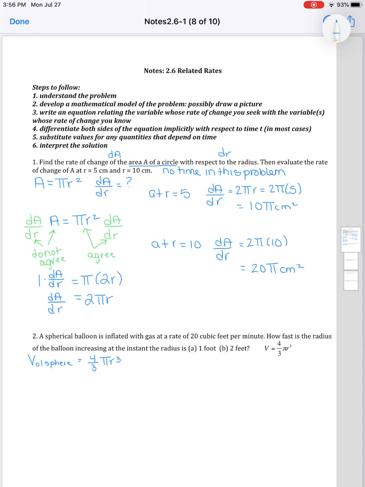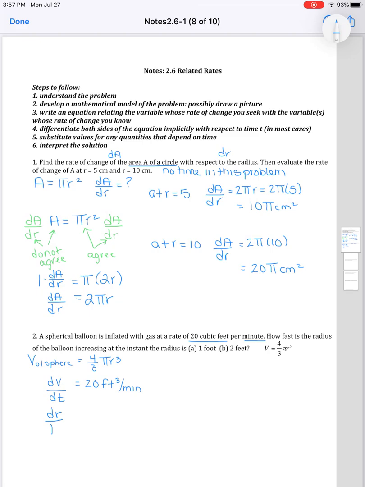All right, so other things we need to know are geometric formulas. Area was one of them. This second example talks about a spherical balloon. And it says the units are cubic feet per minute. So when we're talking cubic feet, we're talking volume here. So you need to know what the volume of a sphere is. So volume of a sphere is 4/3 pi r cubed. So that's the formula. It's telling us that we have 20 cubic feet per minute.